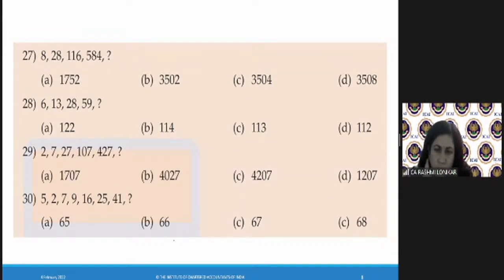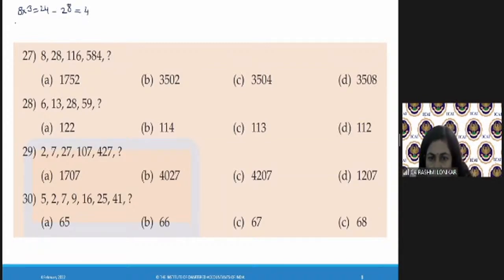8, 28, 116. So this difference, because see, again what is happening here, I can see this jump is so much. From 8 it is going to 584. So let me see what I can do. Okay. Let me see. How much is 8 threes are? 8 threes are 24. But I have 28 over here. Okay. So what is this difference? This is 4.